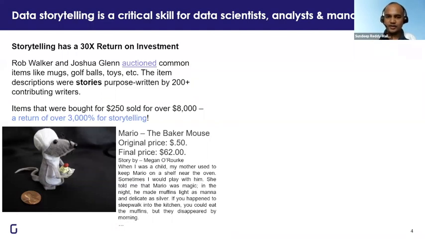My favorite story in that is Mario the Baker Mouse. This story talks about how this mouse was created by a lover of a school-going teenager as a separation gift, and how that teenager keeps this gift for the entire lifetime, and how she introduces this mouse character to her own children. This was a whole story. So it's a very engaging way of looking at storytelling and how it adds value.